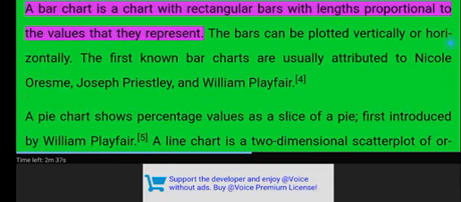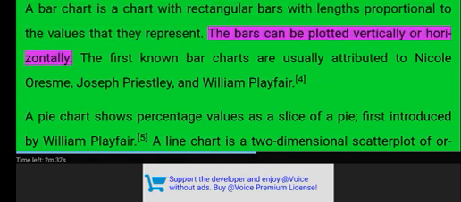A bar chart is a chart with rectangular bars with lengths proportional to the values that they represent. The bars can be plotted vertically or horizontally. The first known bar charts are usually attributed to Nicole Oresme, Joseph Priestley, and William Playfair.